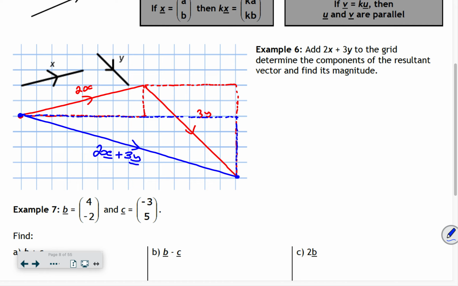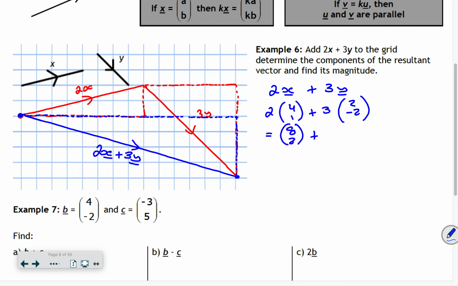Let's test that out by working out the actual components of the vectors. So if we work out vector 2x plus 3y, the vector x was 4, 1. So it's 2 times the vector 4, 1 plus 3 times the vector 2, minus 2. So that would give me 8, 2 plus the vector 6, minus 6. So 8 plus 6 gives you 14. And then 2 plus minus 6 would give you minus 4. And that's exactly what we got there. Okay?